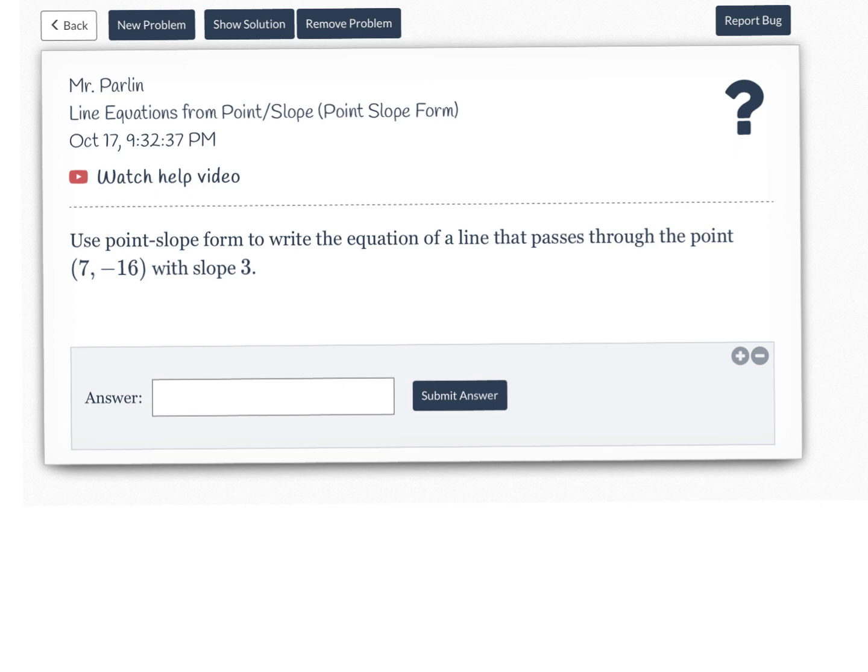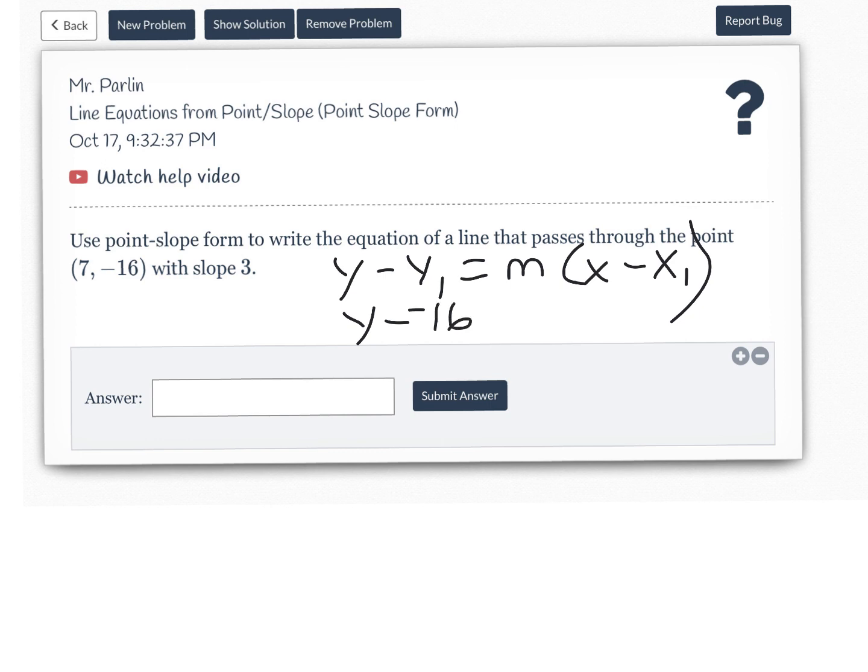It says, use point slope form to write the equation of a line that passes through the point (7, -16) with the slope of 3. So we have y minus y1 equals m times x minus x1. So when we plug our numbers in, we have y minus negative 16 equals the slope of 3 times x minus 7.